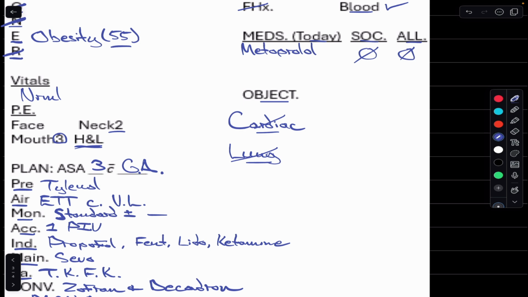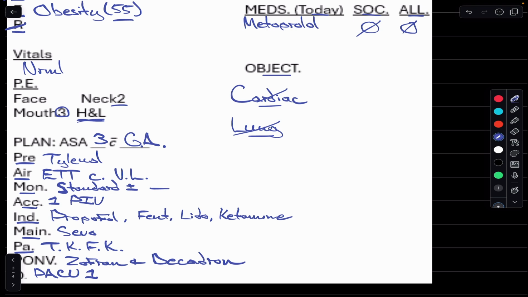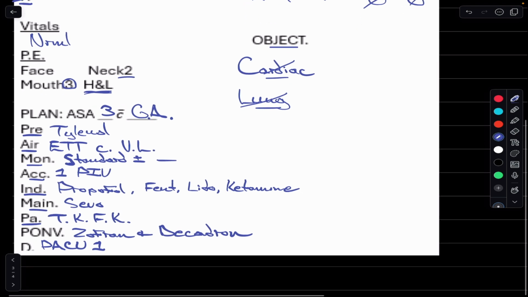On physical exam, she has a face that looks amenable to mask ventilation. She doesn't have anything loose or removable in the mouth. I would say she's a Mallampati grade 3. She doesn't have any other risk factors for difficult mask ventilation or intubation. Overall, I say that Sarah is ASA grade 3, undergoing general anesthesia.